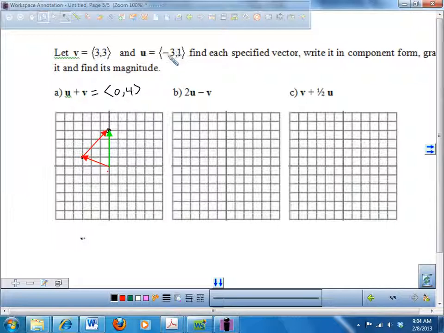And we can check that algebraically to make sure that's true. What's 3 plus negative 3? And what's 3 plus 1? 4, and so it works.